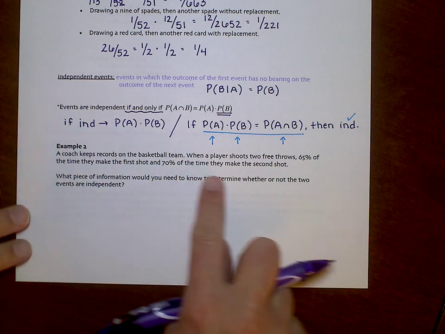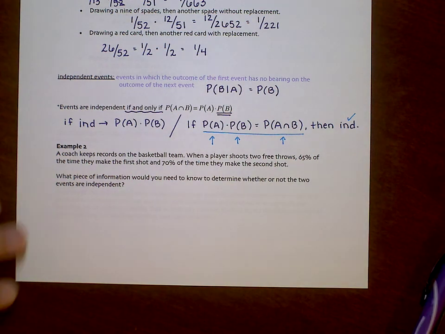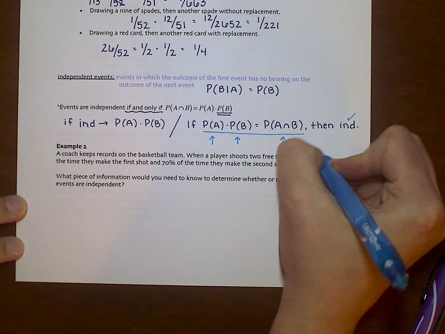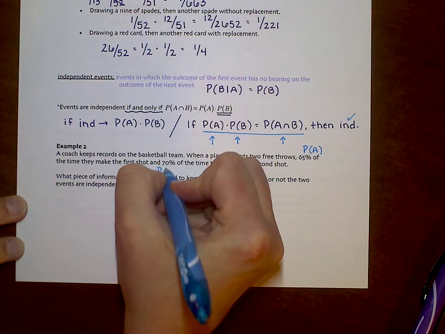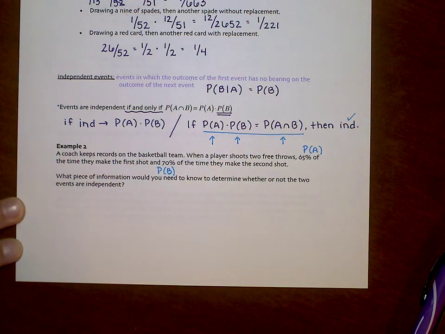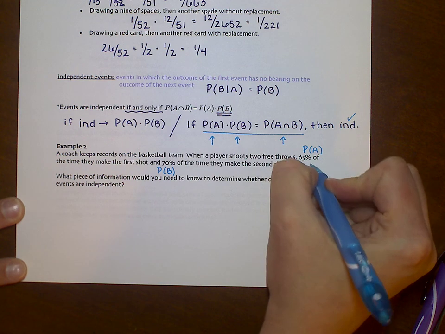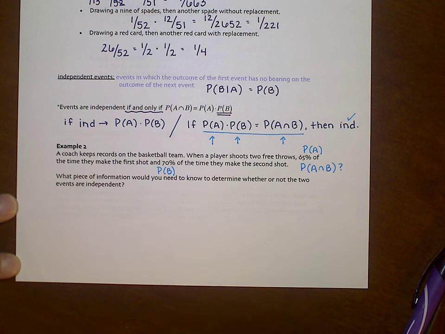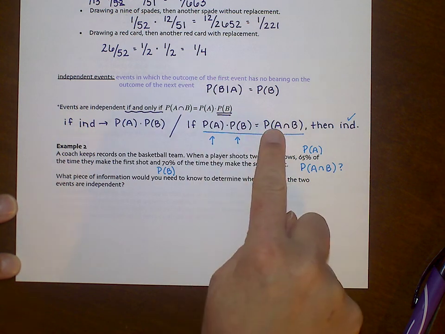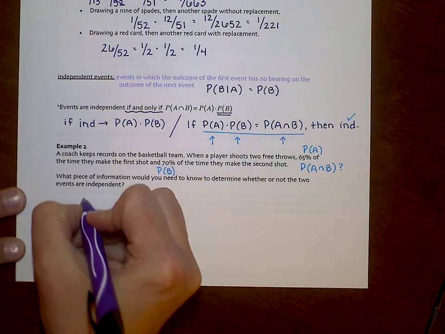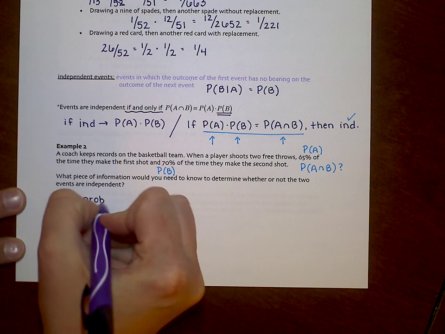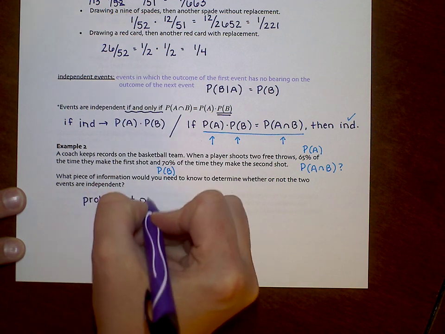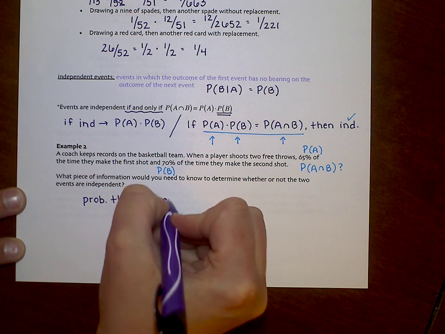So what I would really need to know, this is probability of A. Let me do this in this color here. This is the probability of the first event happening. This is the probability of the second event happening. What I need to know is the probability of both events happening, because then I can use this formula to check. So what I need to know is the probability that a player makes both shots, because that's the intersection here.